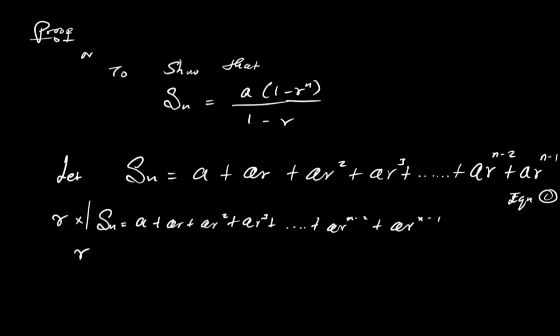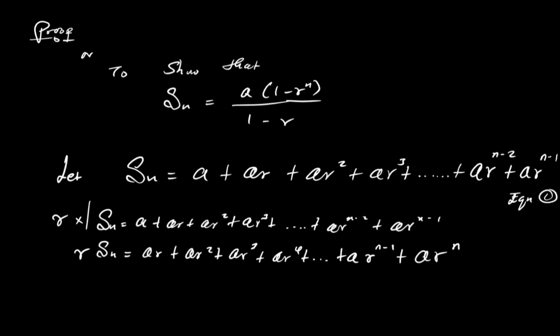We end up having the following. Well, r S sub n being equal to ar plus ar squared plus ar cubed plus ar to the power 4 plus ... plus ar. Now since it's n minus 2, when we add another r to it, the minus 2 plus 1 will be ar to the n minus 1 plus ar to the n, like that. And let's call this equation number 2. So all we have to do now is to subtract equation 1 from equation 2.